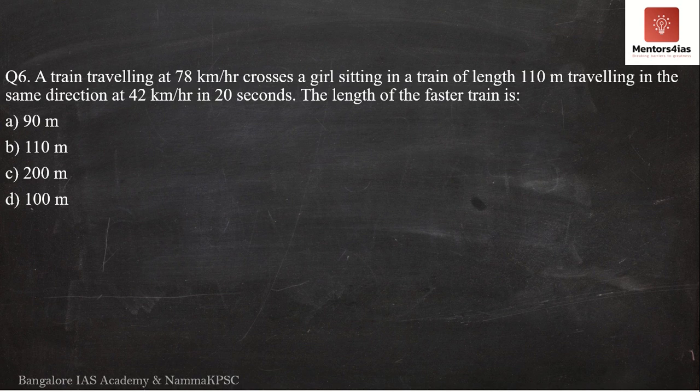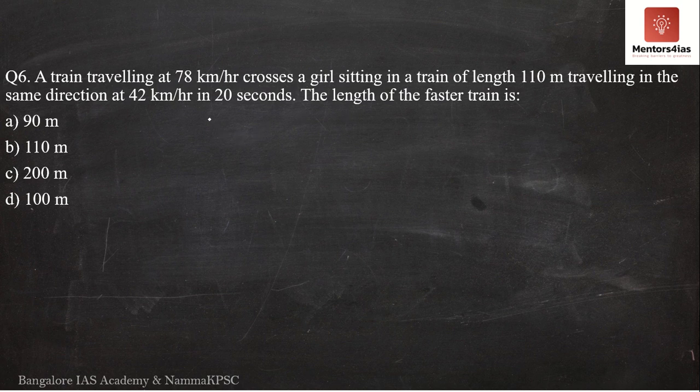Question number 6 says, a train traveling at 78 kilometers per hour crosses a girl sitting in a train of length 110 meters traveling in the same direction, that is at 42 kilometers per hour, in 20 seconds. What is the length of the faster train?